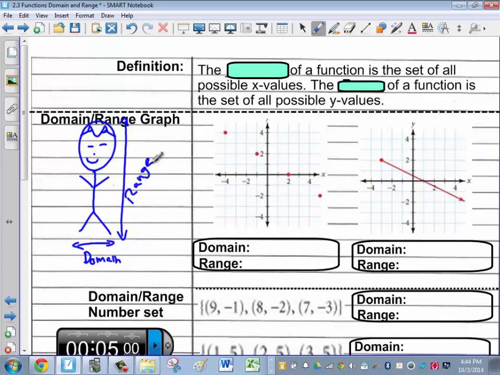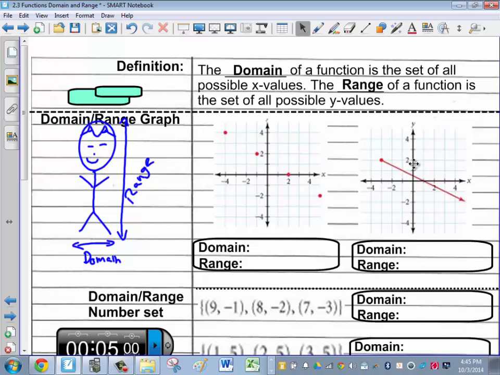So we're going to use the same idea over here, but they got this technical definition. Here's the definition the book gives us. The domain of a function is the set of all possible x values. How wide you are. All your x values are left to right, right? X is left to right. The range of a function is the set of all possible y values. How tall you are, right? The y values are up to down. This is your y-axis, how tall you are.